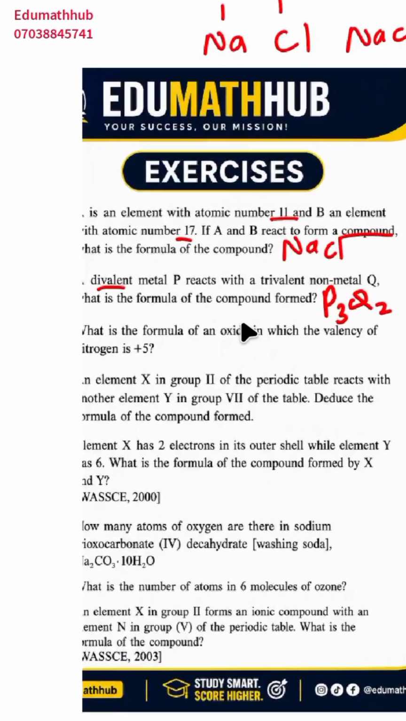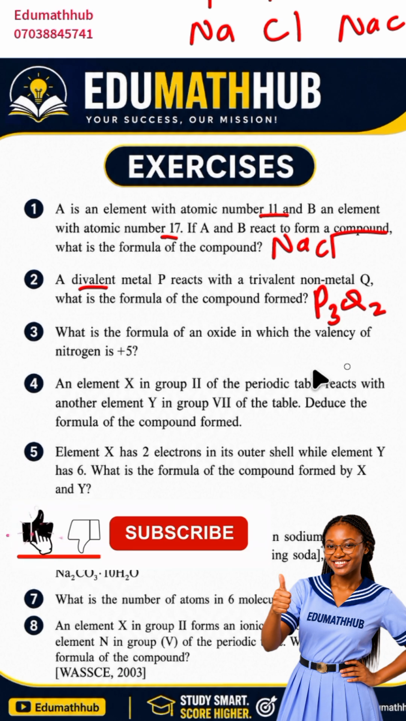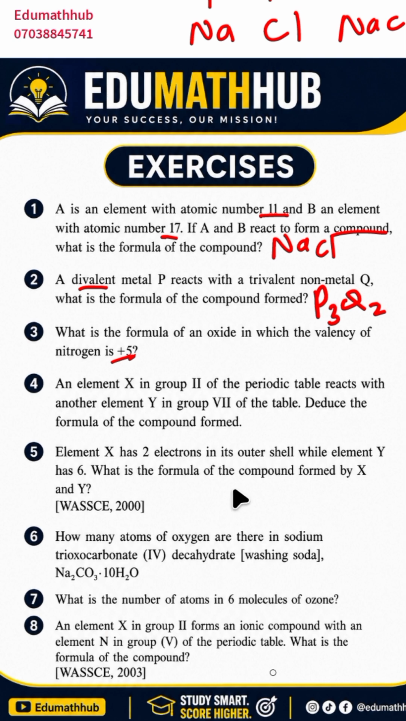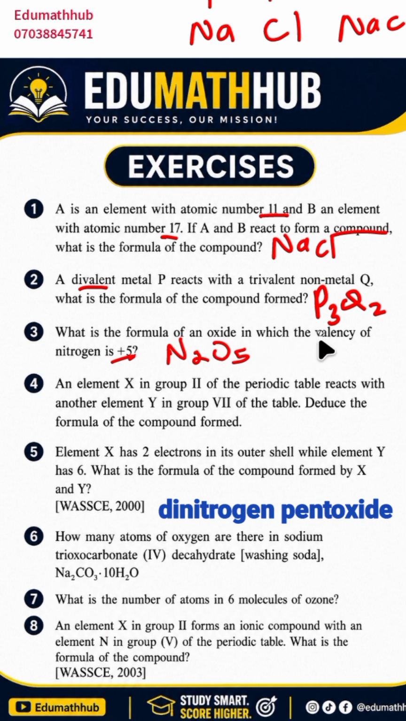Hope you understand. Next one, what is the formula of an oxide in which the valency of nitrogen is +5? So that compound is actually N2O5. So this is N2O5. N2O5 stands for dinitrogen pentoxide.